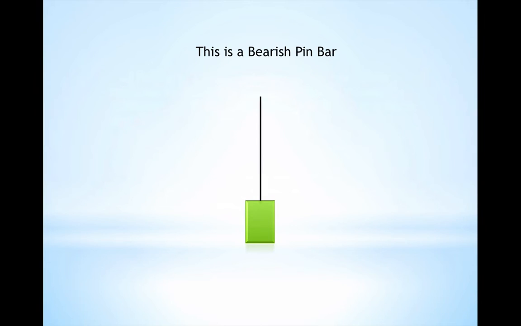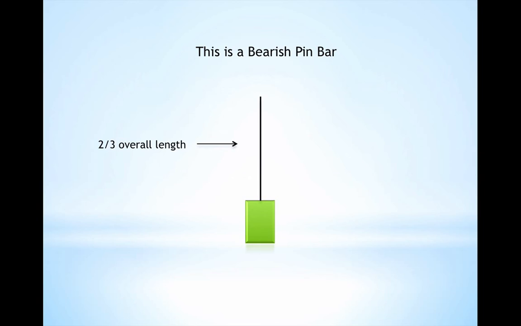This is a bearish pin bar. Pin bars are perhaps the most famous candlestick, and this is because, quite simply, they are very consistent. We can see the real body and the wick of the candle here. If you want to learn more about candlesticks, then check out my other video, Understanding Candlestick Charts for Beginners, which is on my page at Decisive Trading.